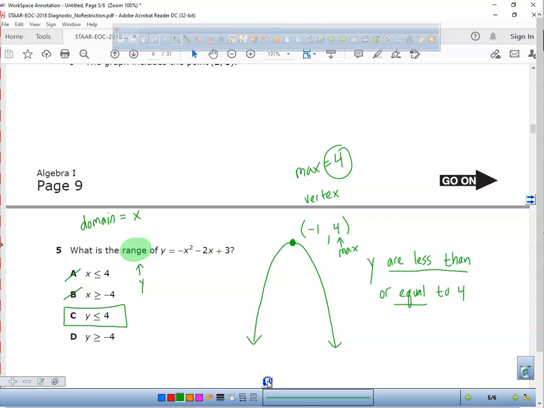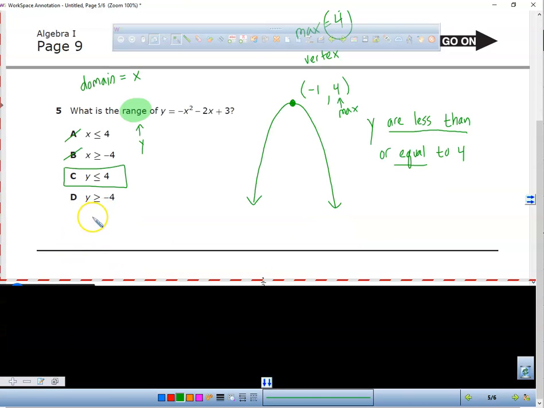Okay? Can I explain to you guys what answer choice D would be real quick? That's if the graph was opening up and the minimum was at some, let's say the minimum was at -1 comma -4, then this would be the answer. Okay? If it's opening up, that's the answer. If it's opening down, this is the answer. Super easy. If it's up, it's got to be greater. If it's going down, it's got to be less.